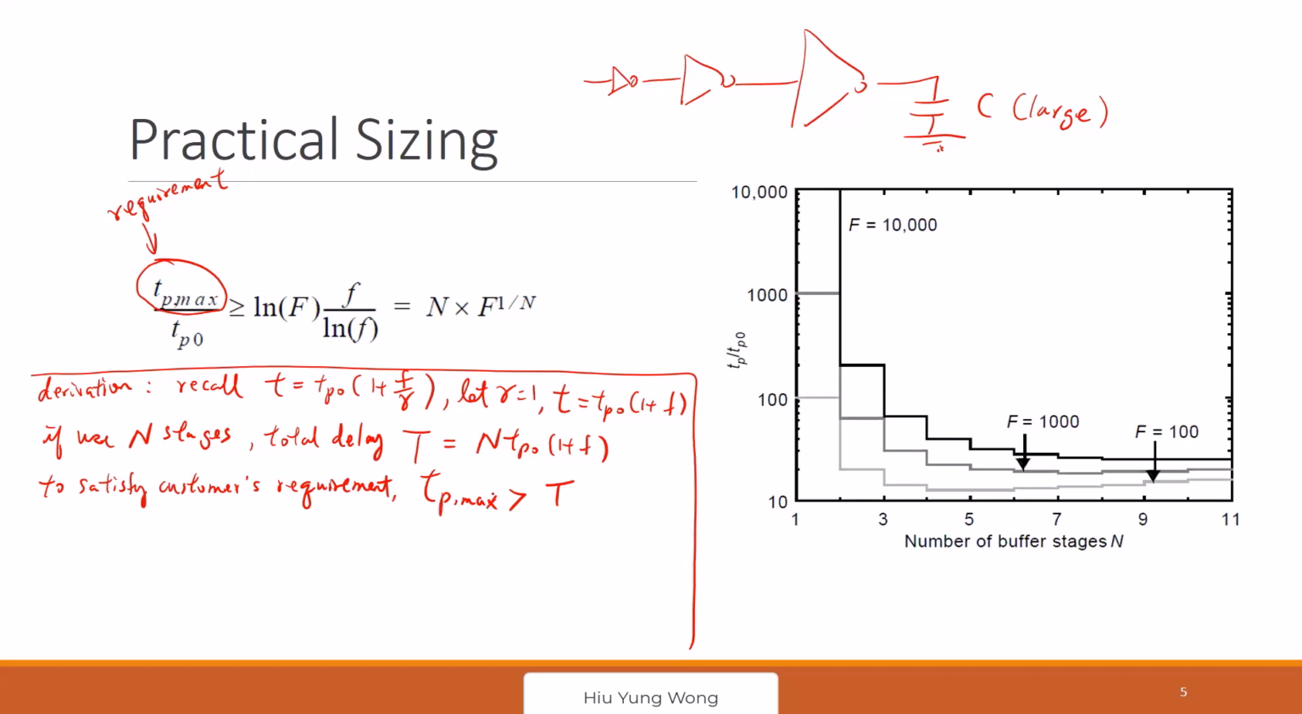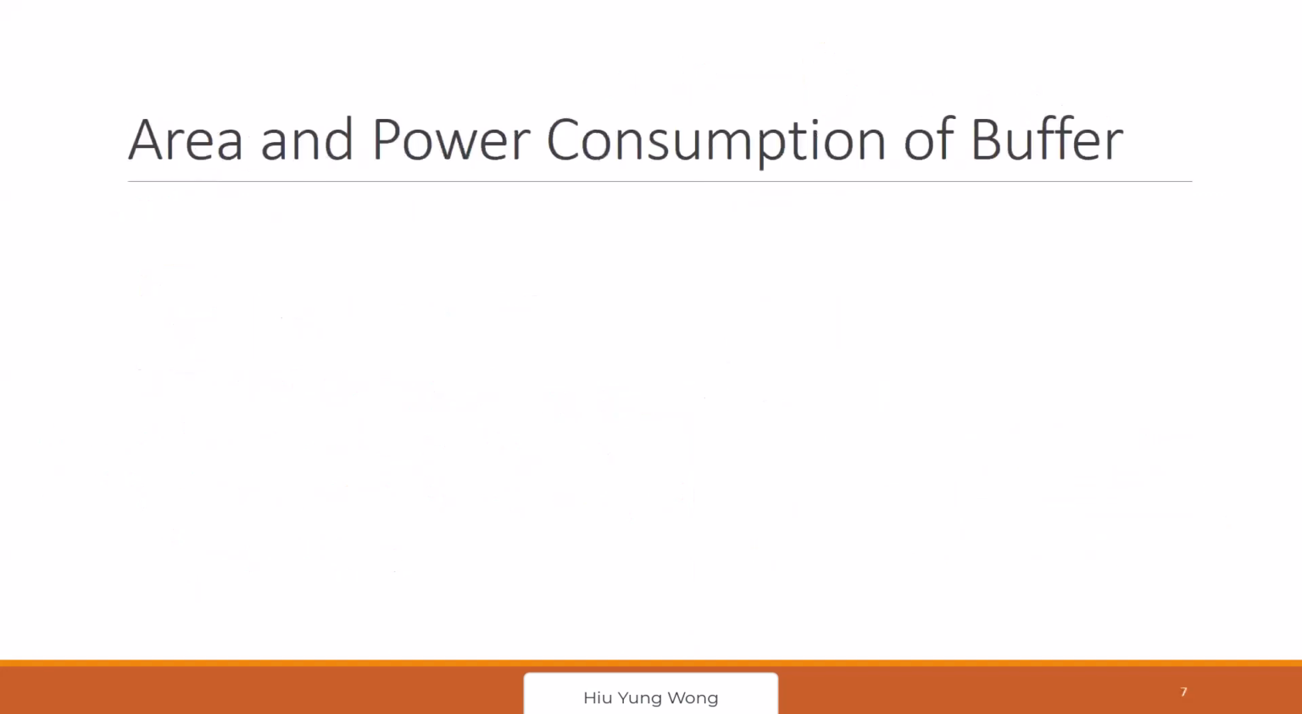So basically, it is saying what? T, which is equal to n TP0 times 1 plus f, right? So basically, it's saying we need to have TP max divided by TP0 larger than n times 1 plus f. Is that okay?